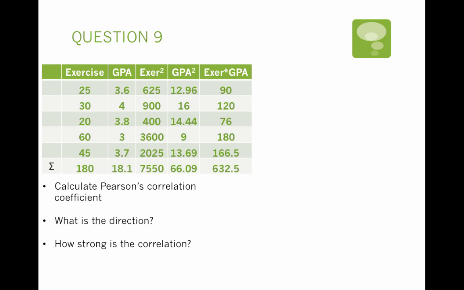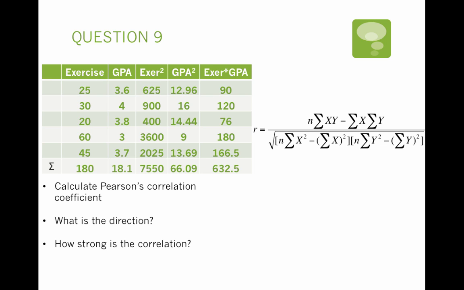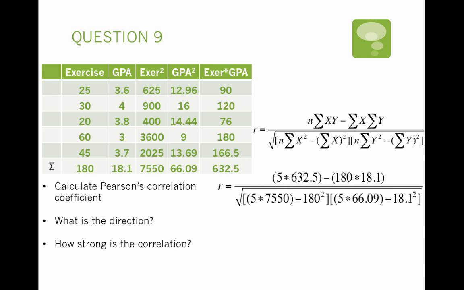Once we've worked through all these numbers, we just plug and chug into our formula. Make sure you memorize this formula. So now it's just making sure that you plug in the right numbers accordingly. So this is what you should have got. We have 5 cases, 5 individuals. And once you plug it in, and you do the math correctly, you should have gotten r is equal to negative 0.77.